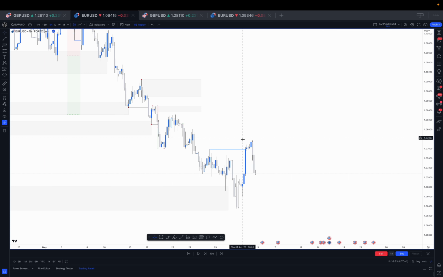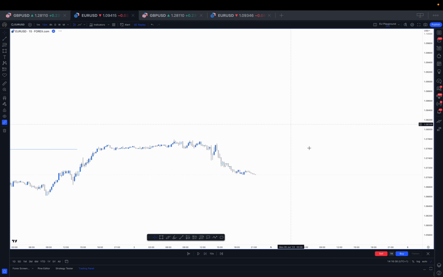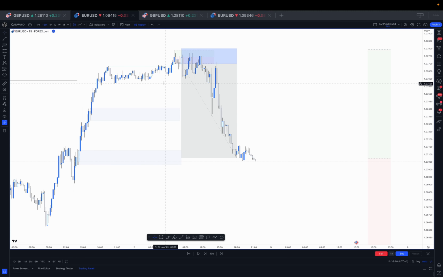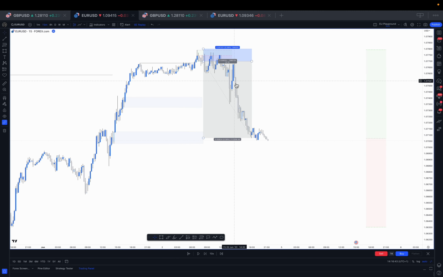We expect a pullback. It coincided perfectly for us. And then what do we do next? We had to wait for the 15 minutes to change character. Okay, the 15 minutes change character before we entered.